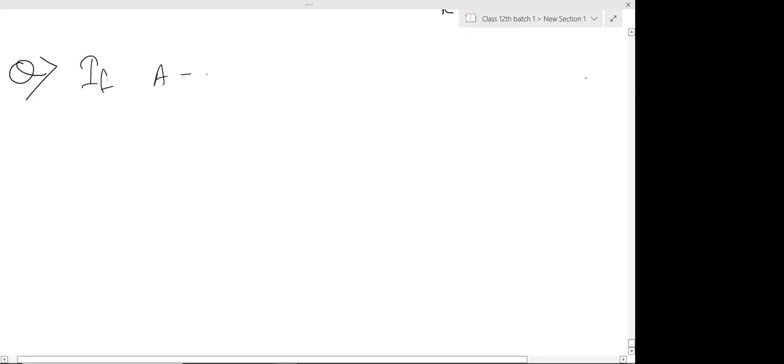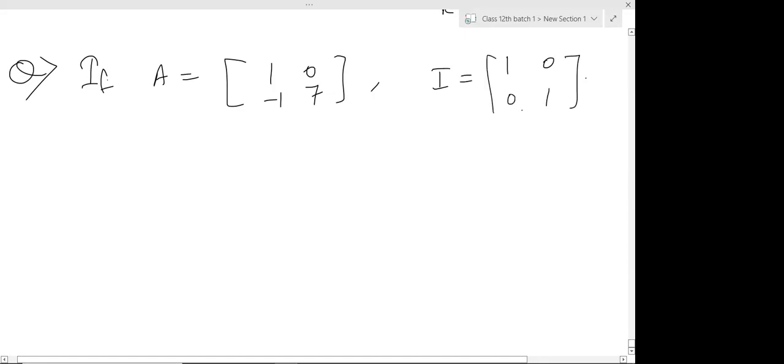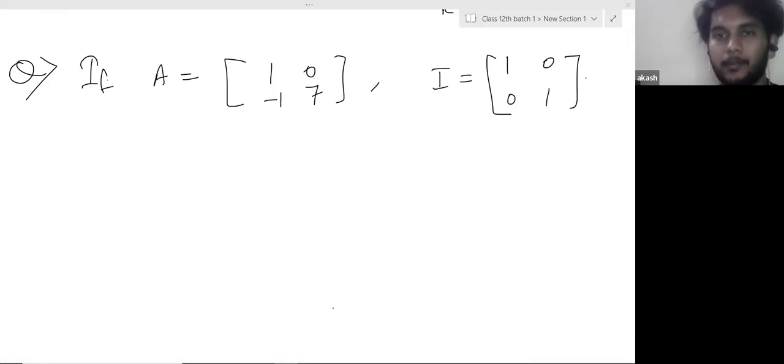A is equal to 1, 0, minus 1, 7, and I is equal to 1, 0, 0, 1. And I told you before also, whenever you see an identity matrix in any equation, assume an identity matrix of the same order, even if they don't mention it. If this is 2 by 2, then the identity matrix will also be 2 by 2, all right.